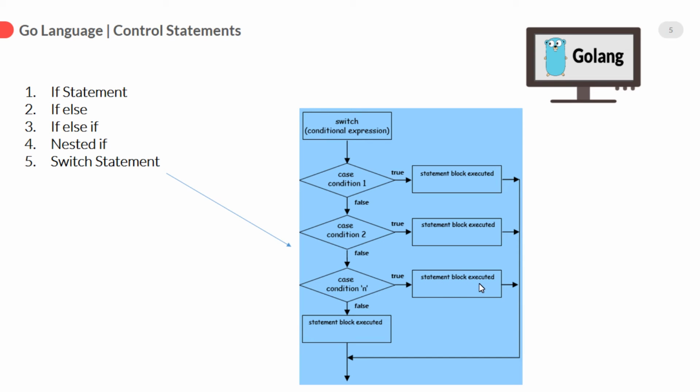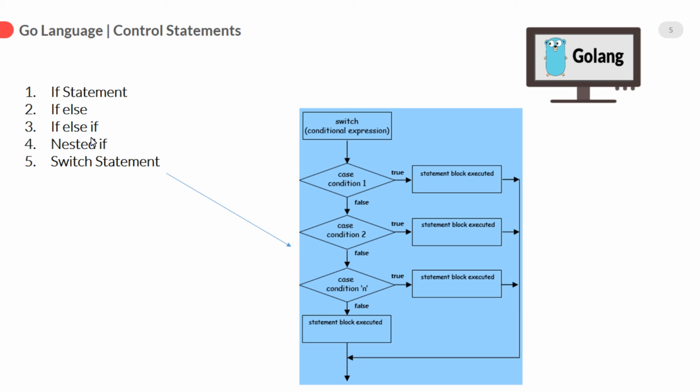And if the condition is true, the statement block is executed, and if the condition is false, then the default statement block is executed. If our conditional expression does not match any case, then the default message or default block of code will be executed, and after that we are out of the switch conditional expression.